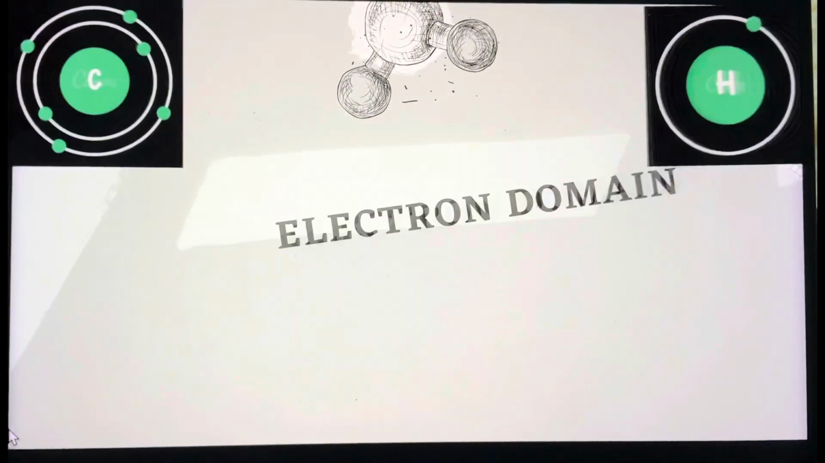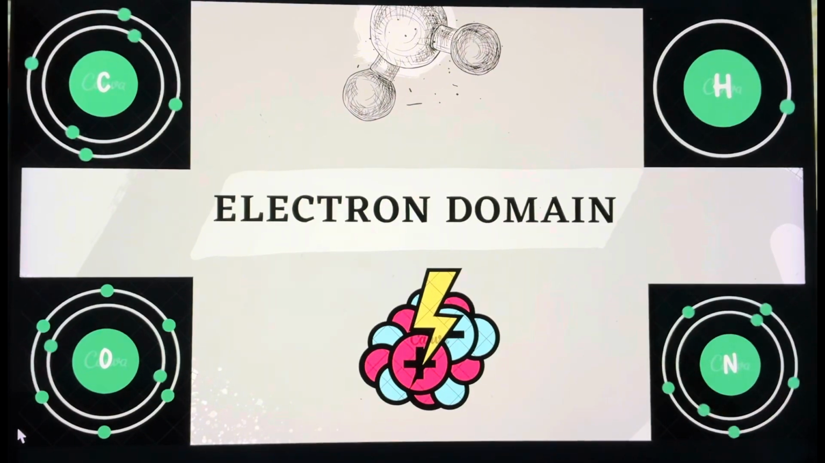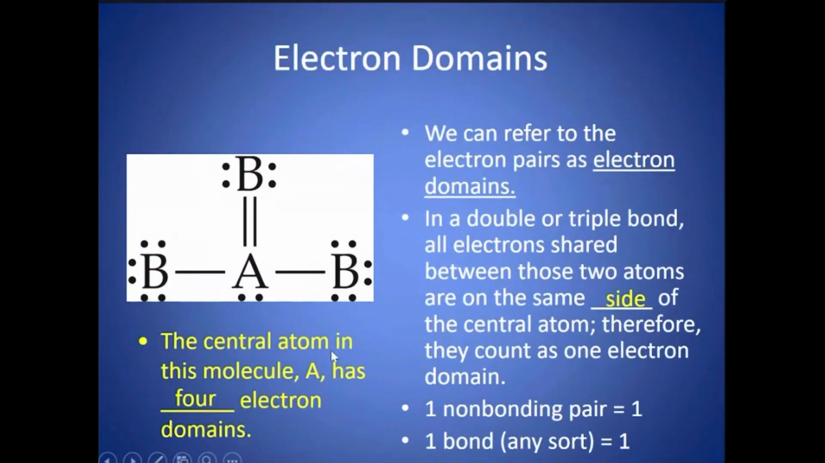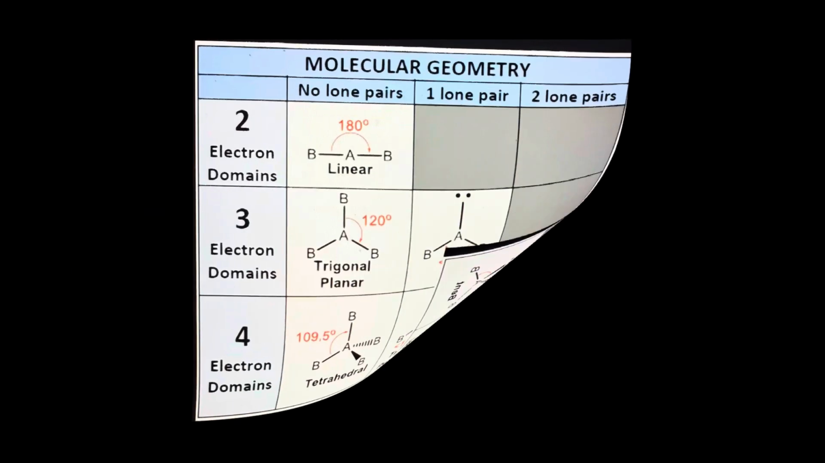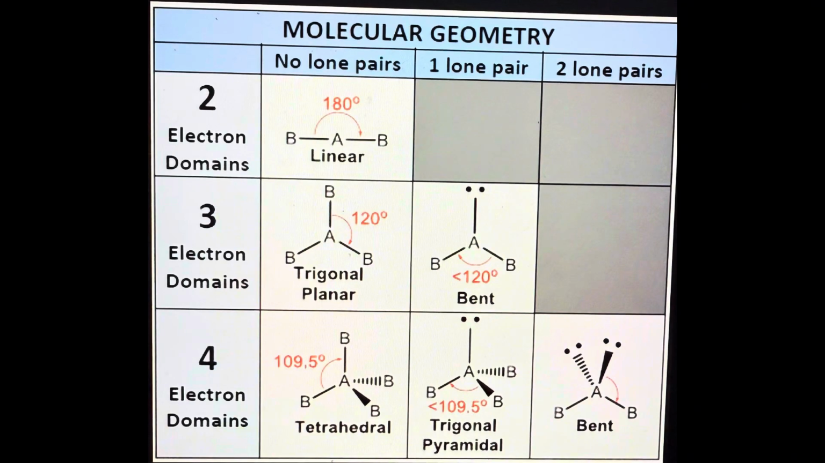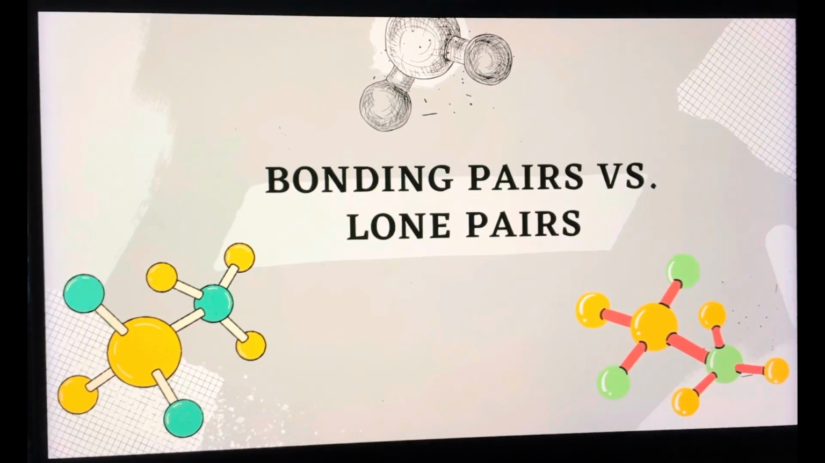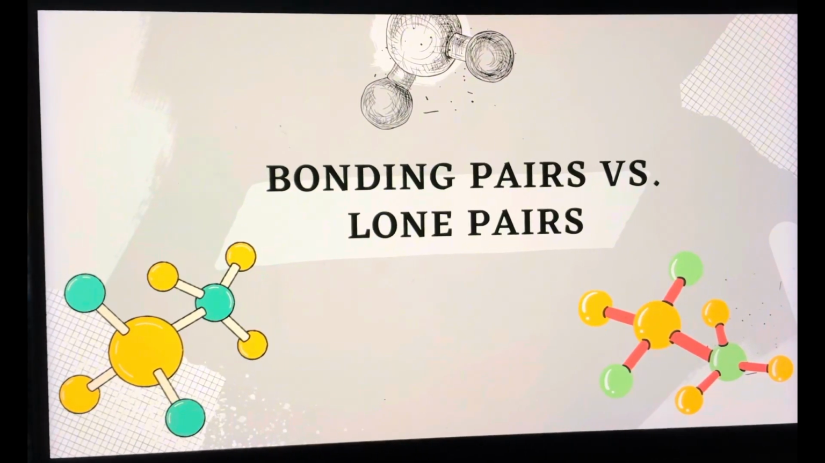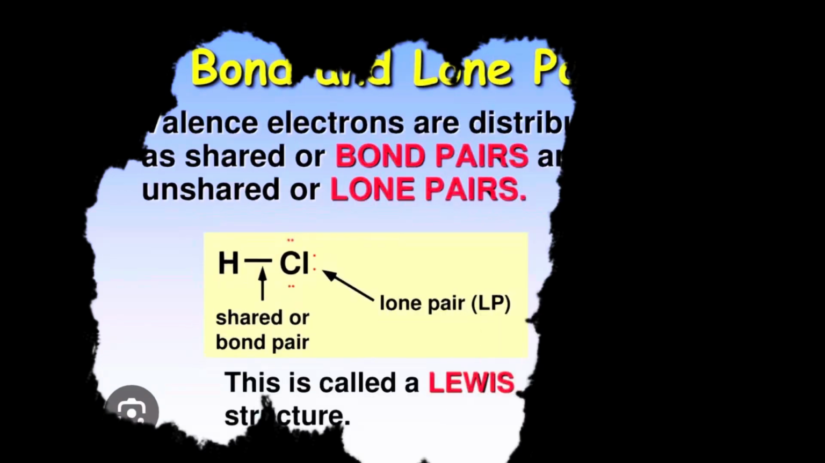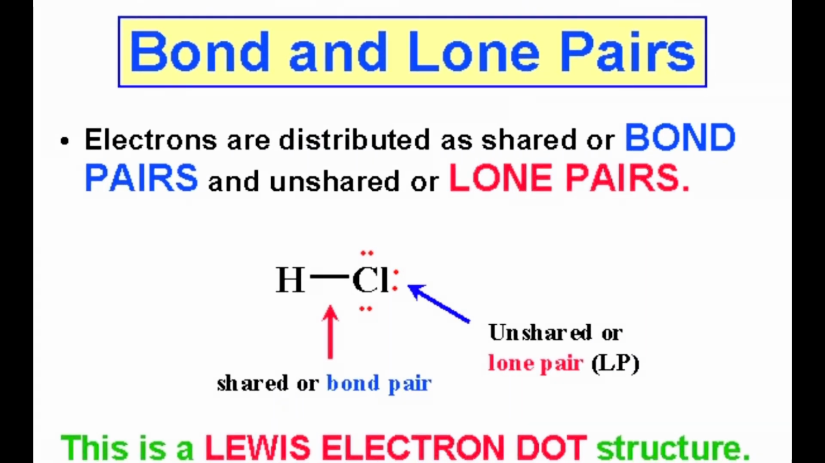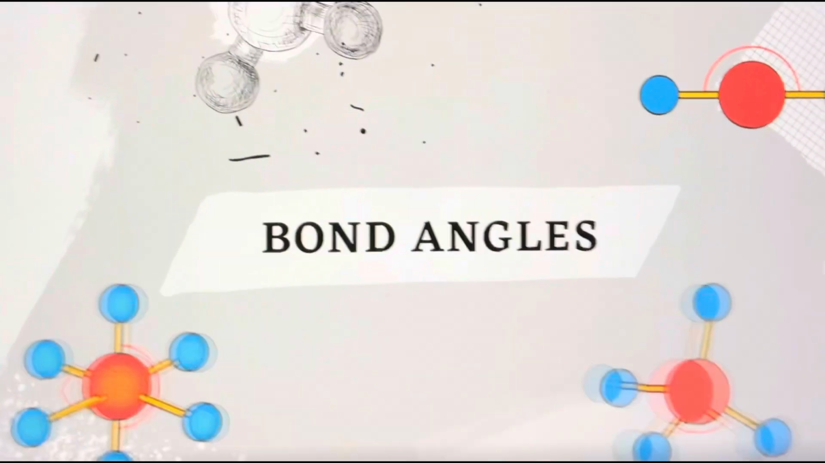Electron domains. These are regions where electrons are found around the central atom. They can be bonding pairs, which are shared electrons in a bond, or lone pairs, which are non-bonding electrons. Bonding pairs versus lone pairs. Bonding pairs form connections between atoms, while lone pairs don't participate in bonding but still affect molecular shape.